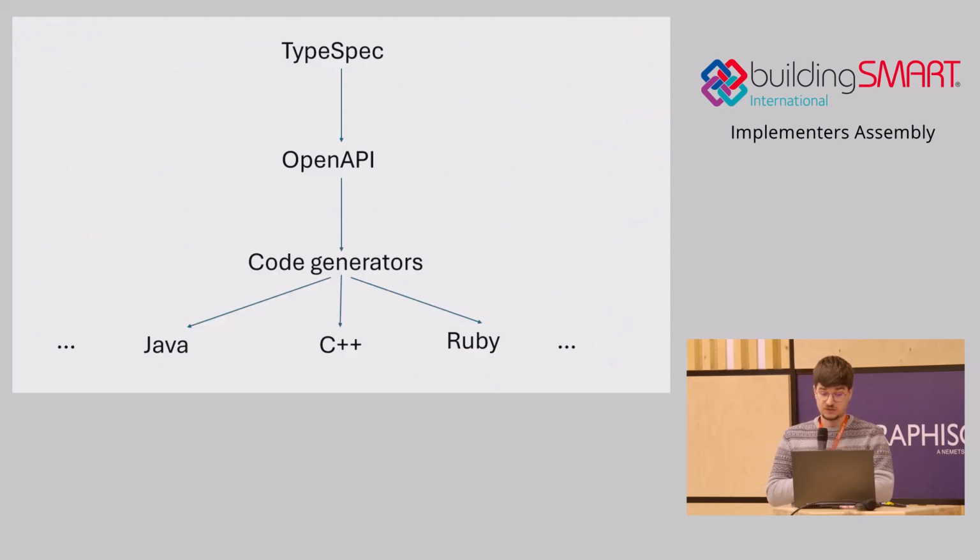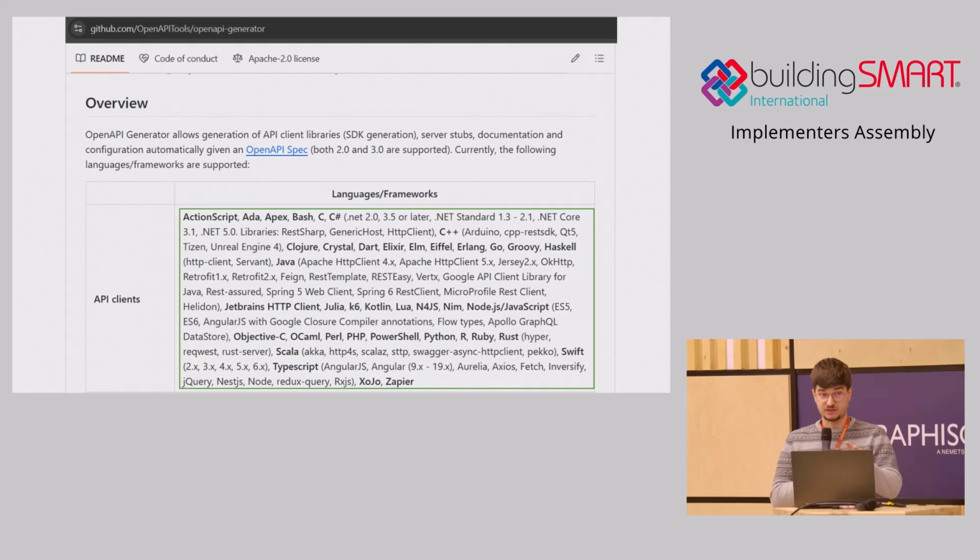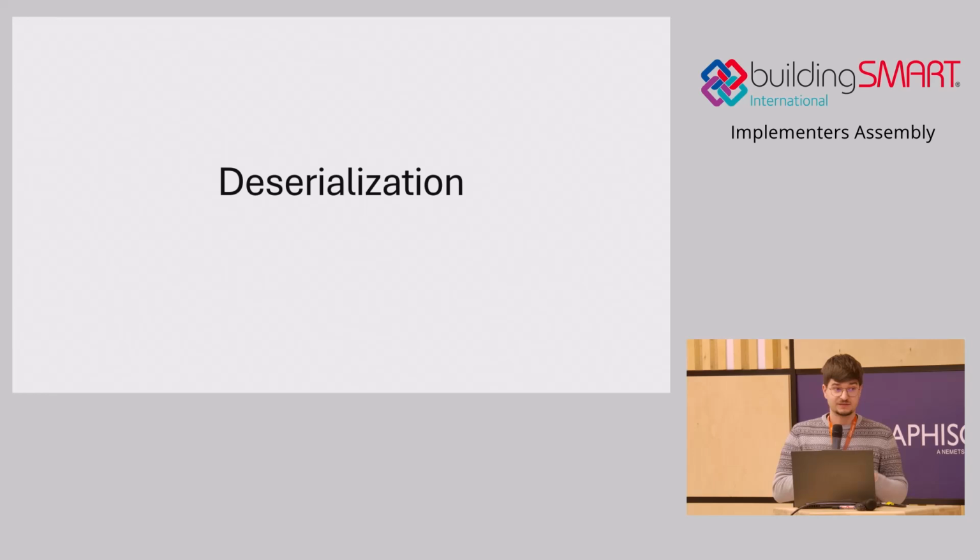The idea sounds great. Based on that, you can get the Java code, C++, Ruby, or whatever you would like. So now you have 5 seconds to check if your favorite language is on that list. Okay, now you know. And that's very good.